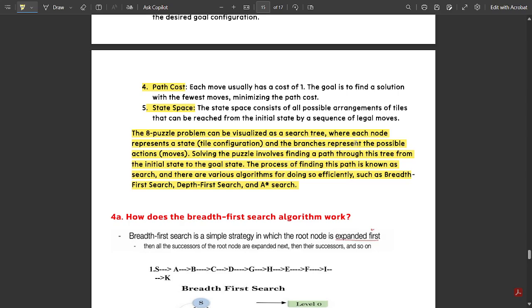Okay, and the branches, from each node the branches would be forming, right? Those branches represent the possible actions, that is, all the possible moves we can make in order to get to a final state. Solving the puzzle involves finding a path in this tree from the initial state to the goal state. The process of finding this path is known as search.